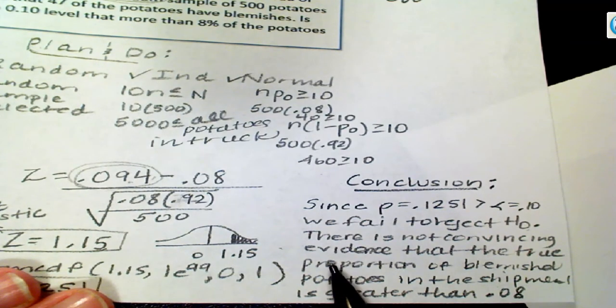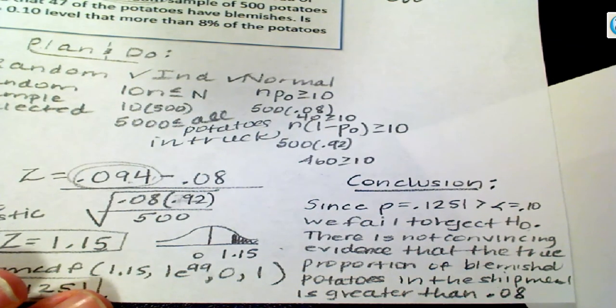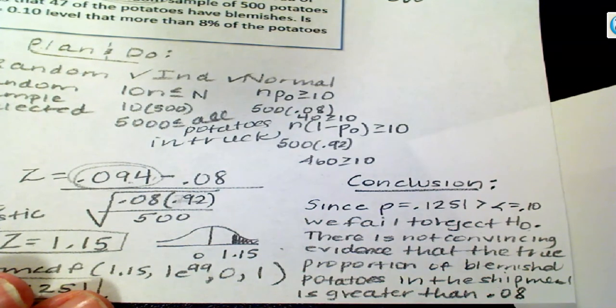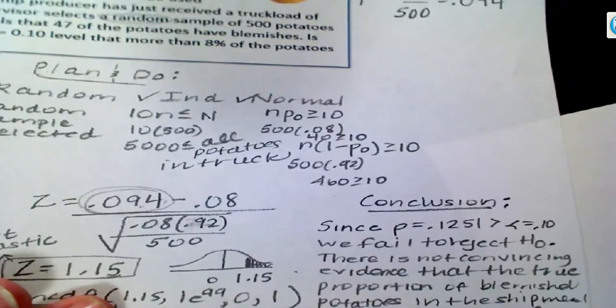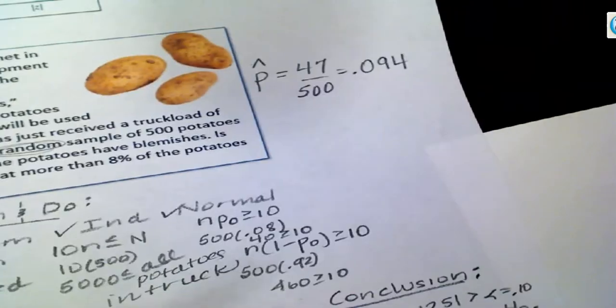So there is not convincing evidence that the true proportion of Flemish potatoes in the shipment is greater than 0.08. All right, so what I'm going to let you guys do, go to the next page, and I want you to go through this whole procedure again with the next problem, and then we'll look at the answer, make sure you're good, and then we're going to do a two-sided test.